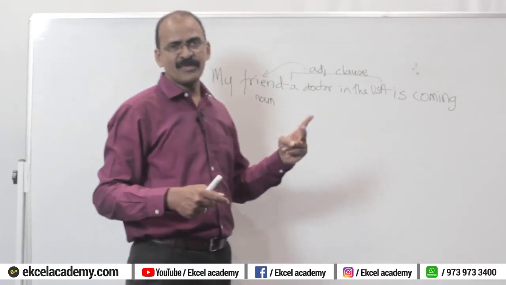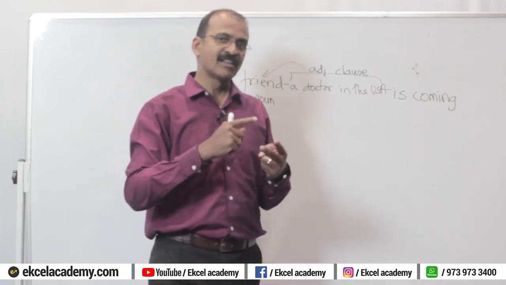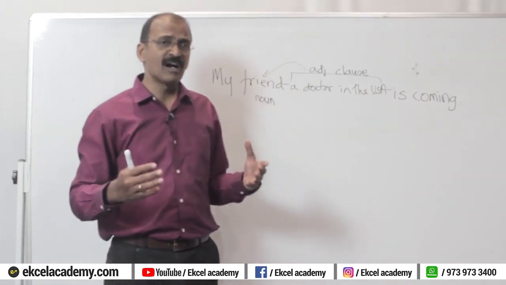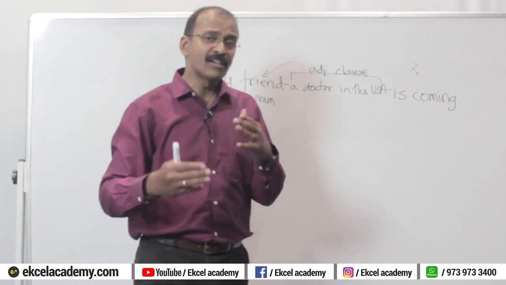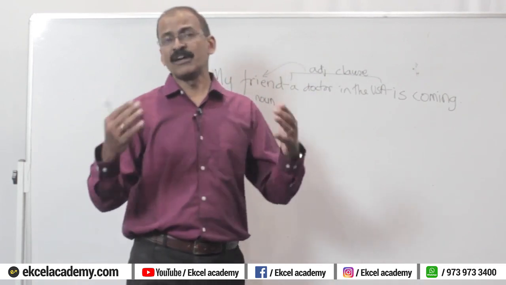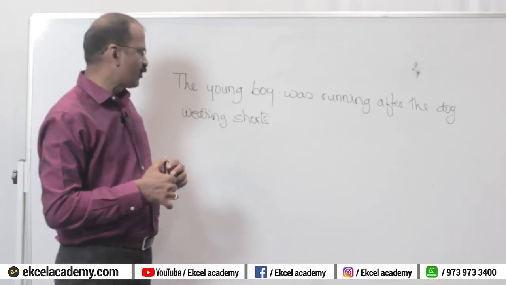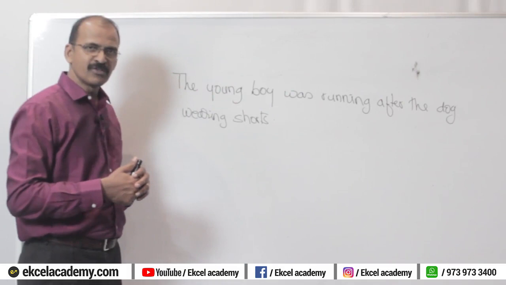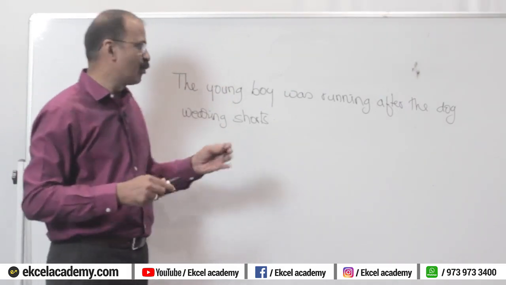So we have seen two types of adjectives here. One is compound adjective and the other is adjective clause. Now adjectives are important because they describe the noun and pronoun. But if you place it in the wrong area, it can convey a different meaning. I'll give an example. The young boy was running after the dog wearing shorts. Question: who was wearing shorts? The first thought that comes to your mind would be the young boy.